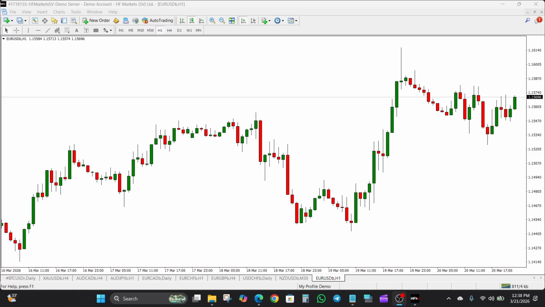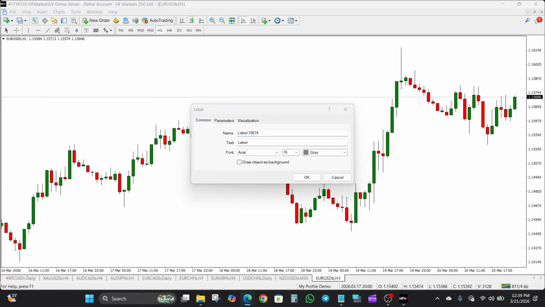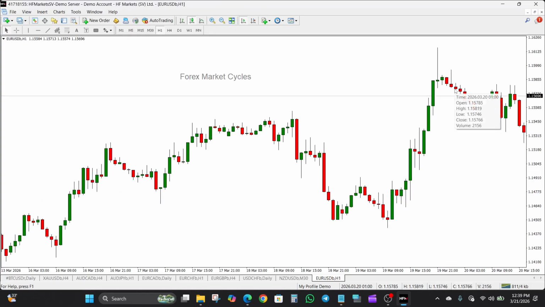All right, Forex market cycles. So the Forex market doesn't just move randomly. It follows a cycle. Understanding these cycles can help you know when to enter, when to wait, and when to exit. So now you should understand that there are four main phases in a market cycle.